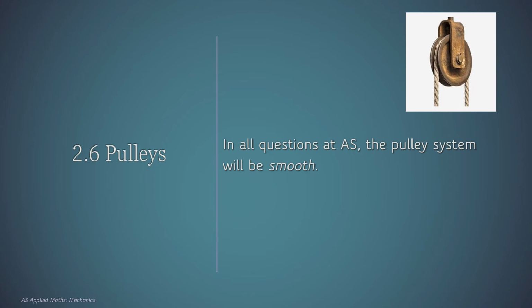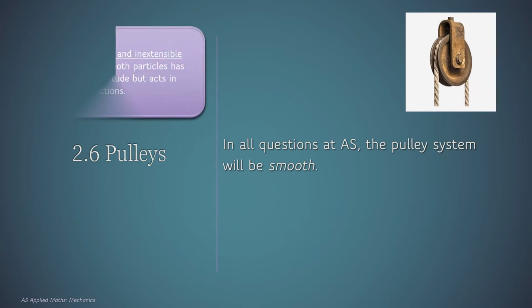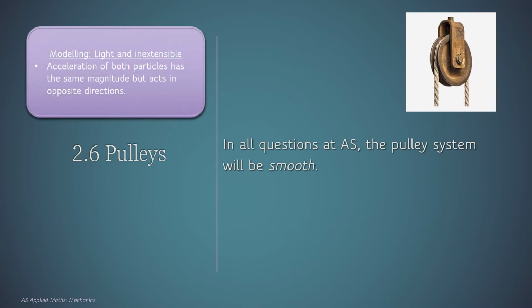So here we're looking at 2.6 pulleys. In all AS questions, the pulley system will be smooth. There's a picture in the top right hand corner of a pulley if you are unsure of what we mean by a pulley system. We do have a couple of modelling things that we need to learn.